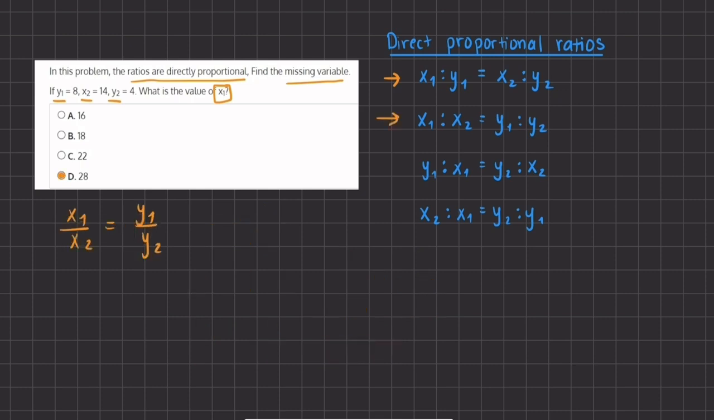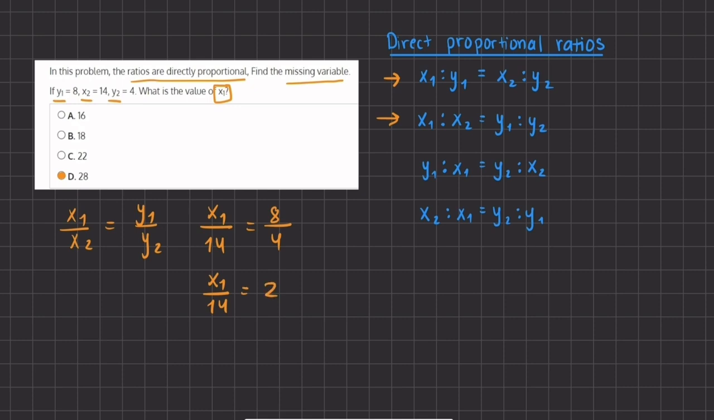Alright, so in our second formula, we have x1 divided by x2 equal to y1 divided by y2. So now let's plug in the numbers that we have. We have x1, which is our missing variable, divided by x2, which is our 14, equal to y1, which is 8, divided by y2, which is 4. Now again we can cross multiply, or you can simplify the fraction on the right hand side, and 8 divided by 4 will simplify to 2. So we have x1 divided by 14 equals 2.